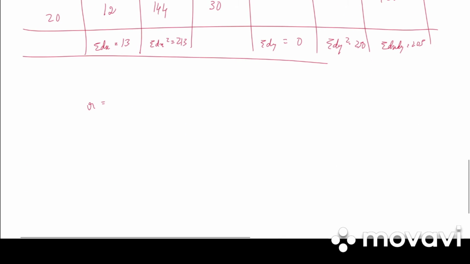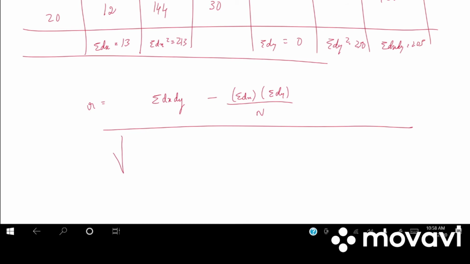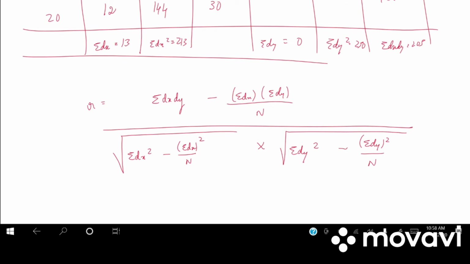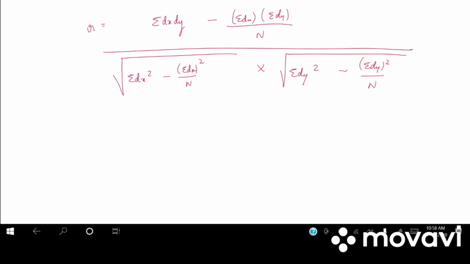Next r is equal to, what is the formula? Summation dx dy minus summation dx into summation dy divided by n, whole divided by square root of summation dx square minus summation dx square divided by n into square root of summation dy square minus summation dy square by n.